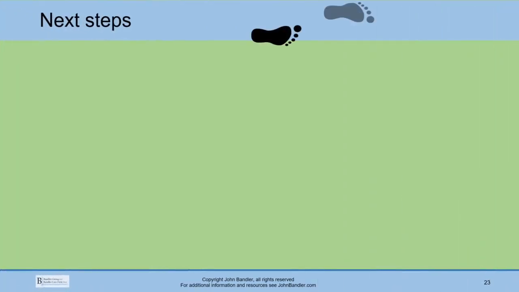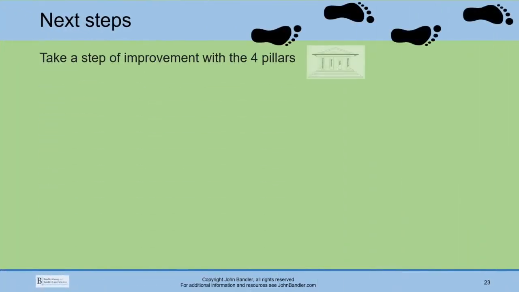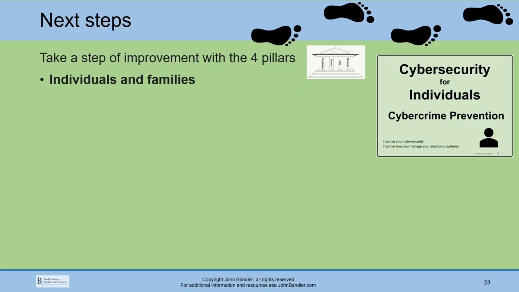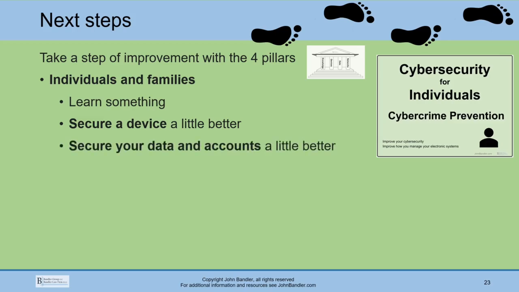Next steps I suggest for you: first, don't forget to like, comment, and subscribe, but then take a step to improve yourself using the 4 pillars. If you're an individual looking to protect your family and yourself, learn something, secure a device a little better, secure your data and accounts a little better. See the tips on my website. Start with the high priority items.